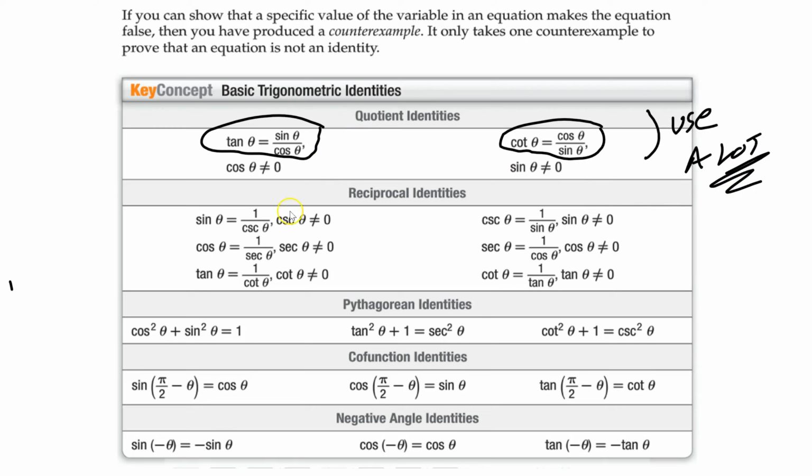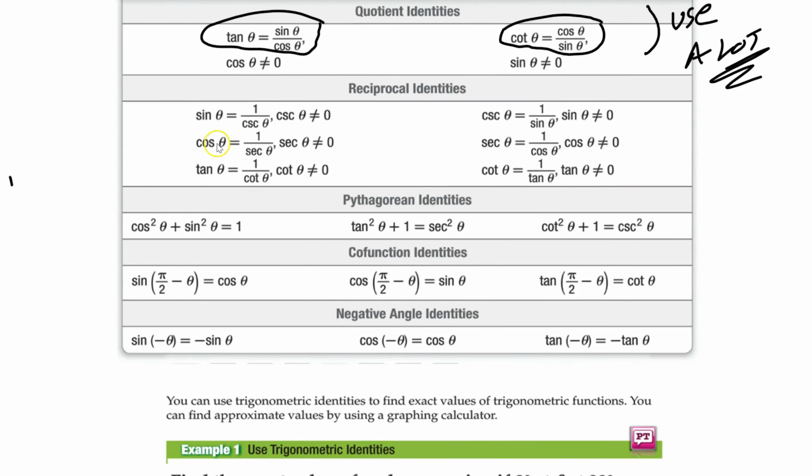Now the other things we should know already: sine is 1 over cosecant, cosine is 1 over secant, tan is 1 over cotan, cosecant is 1 over sine, secant is 1 over cosine, cotan is 1 over tan. By the way, I want to add on to this. We usually think about it this way: sine is 1 over cosecant. But you can also think about it that way.